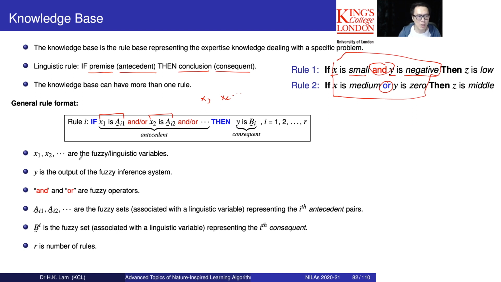We call all these A right here fuzzy sets, and B is another fuzzy set for the output variable Y. And R, for example, is the rule number going from 1 up to R, the number of rules determined by the designer.